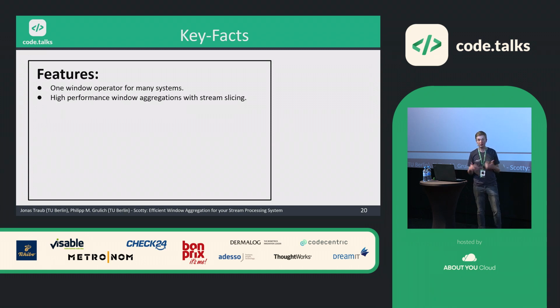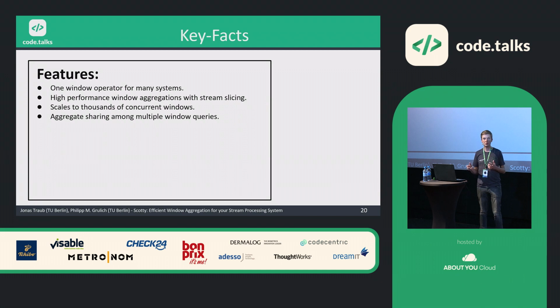It gives you high performance window aggregations with the stream slicing technique and scales to thousands of concurrent windows. So for example, with the sliding window example from before, it doesn't matter anymore how much overlap you have in your sliding window definition. It will always result in the same throughput. And you can even share these aggregates across multiple windows. For example, when you have a stream and you want to process a tumbling window over 1 minute and then over an hour and then over a day, you can share these aggregates and will always have the same performance.